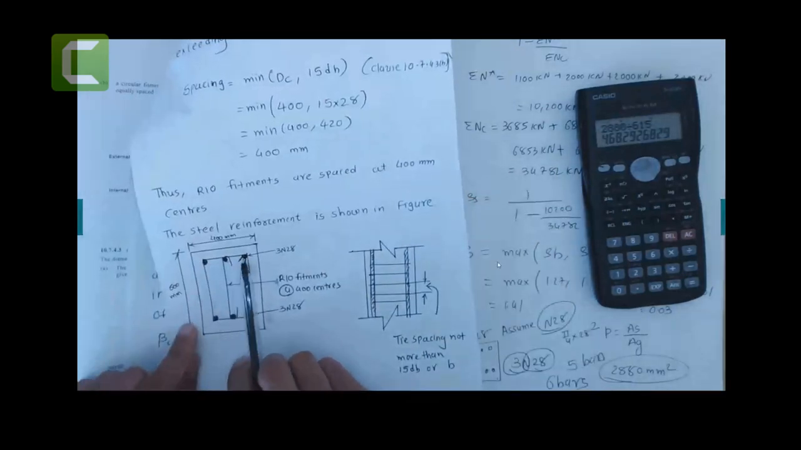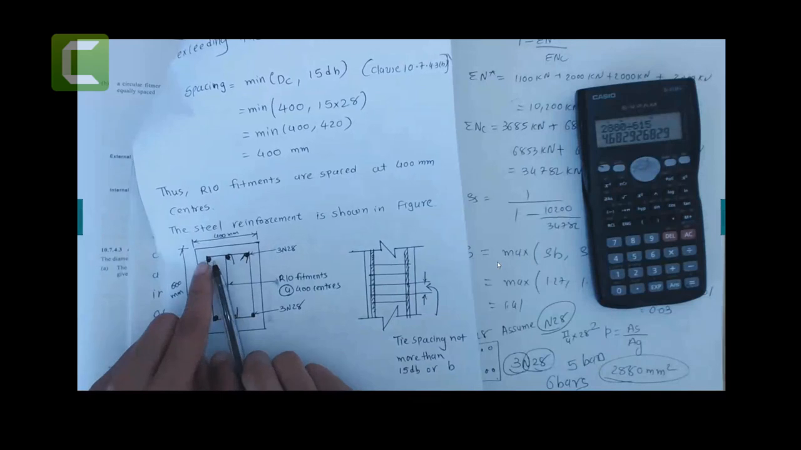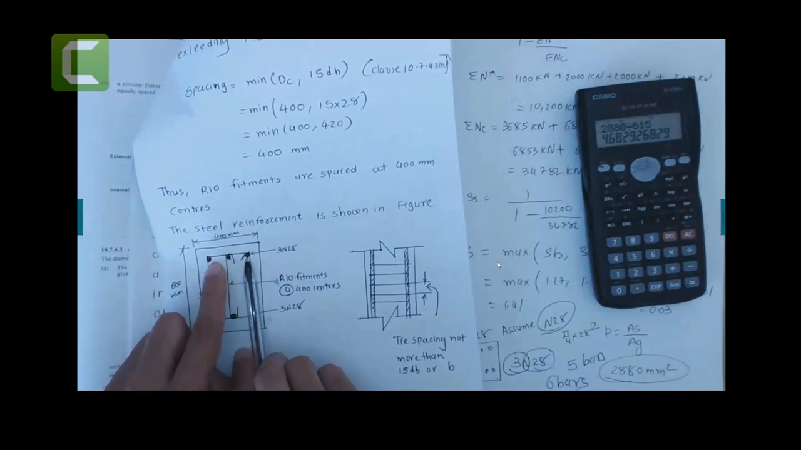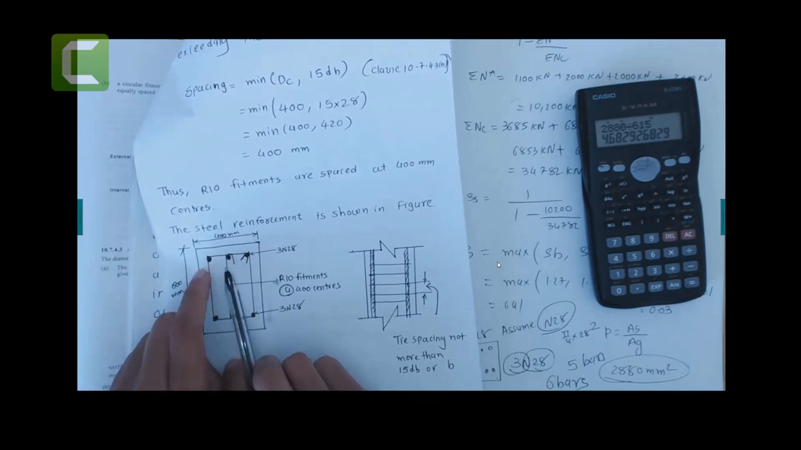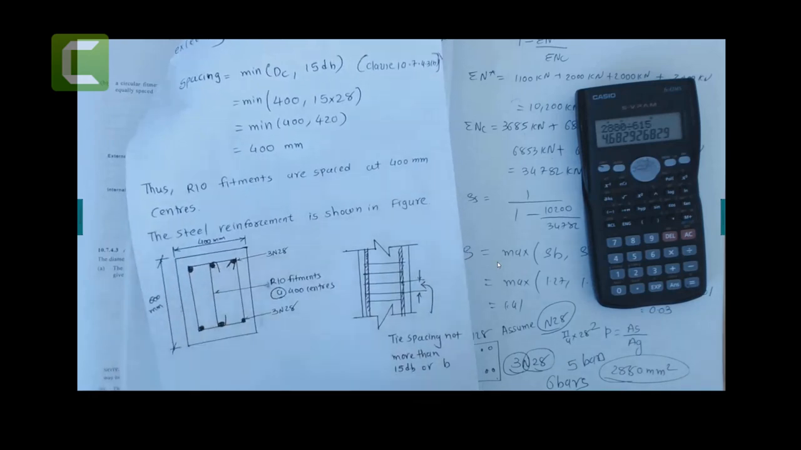And the spacing of the fitments, I already showed you that because we have more than 150, I'm not sure about the spacing, you can calculate how much spacing you need. If it is more than 150, in that case, we provide these internal ties here.